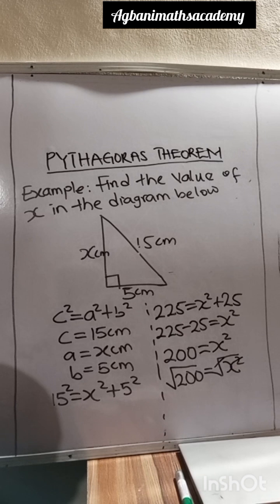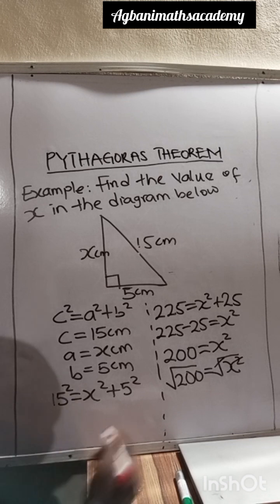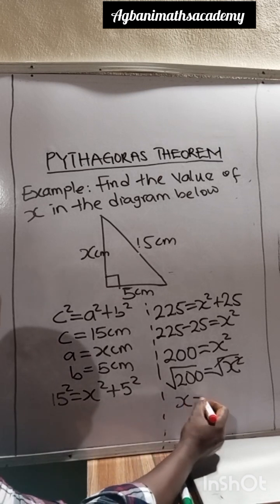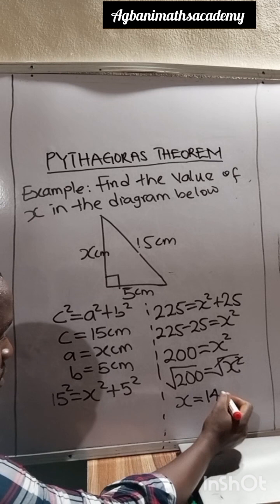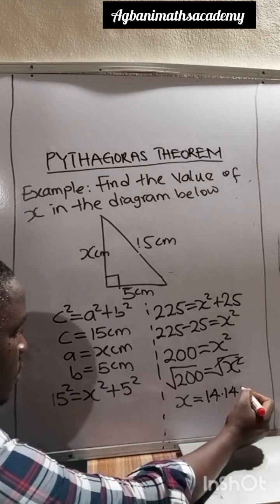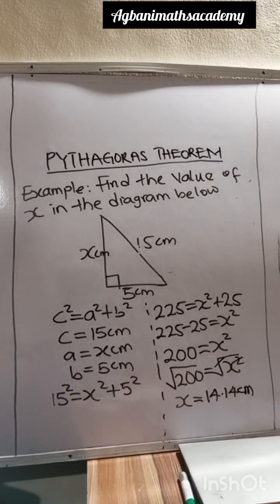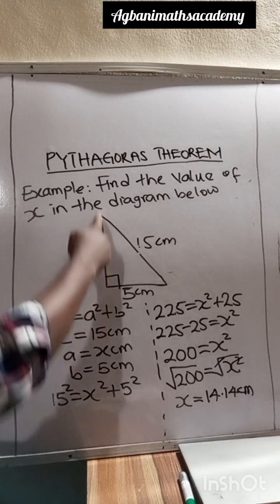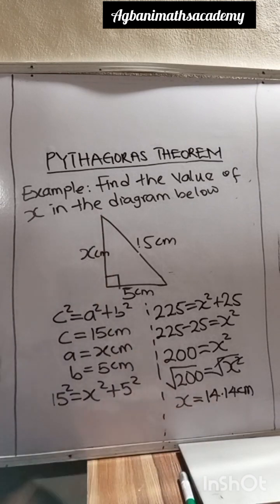14.14, okay? So the square root of 200 is equal to 14.14. So we can write 14.14 is equal to x, or we can simply say x is equal to 14.14 centimeter. So that becomes the value of our x. This means the length of this side of this triangle is equal to 14.14 centimeter.